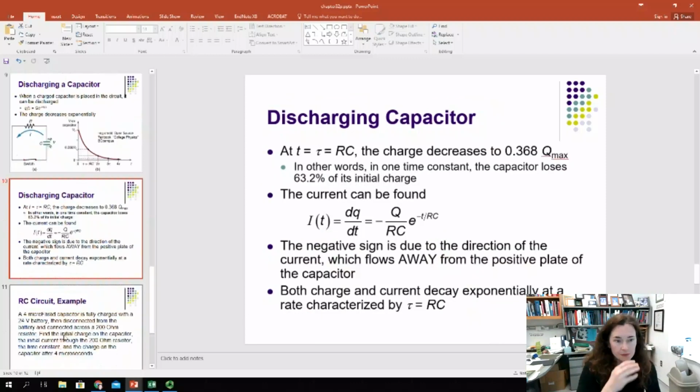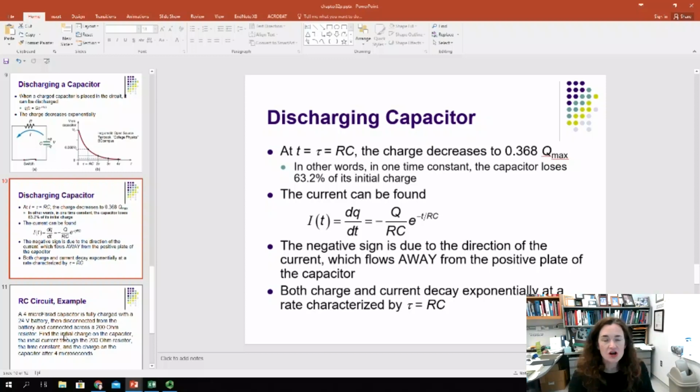Now, the current can also be found if you take the time derivative of that equation. I would then be dQ/dt, which would be minus Q over RC times e to the minus t over RC. So here's that negative sign, okay? The negative sign, though, just indicates the direction that current flows. In other words, it's flowing away from the positive plate of that capacitor, okay? Alright, so that's our expression for current.